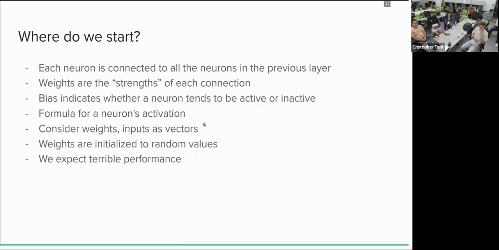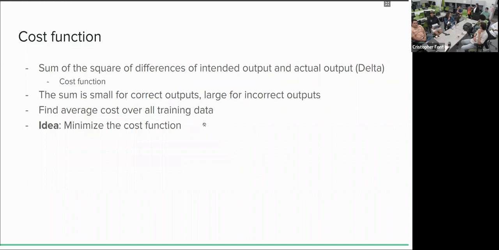What we're going to do is initially set every weight equal to some random value. With those random values, we expect terrible performance. So we're going to define a cost function, which is the sum of squares of differences of intended output versus actual output. In this example, the intended output is a 4, because we're sending it a 4, but the actual output is a 2. So we have an error here. We have an error of 2.